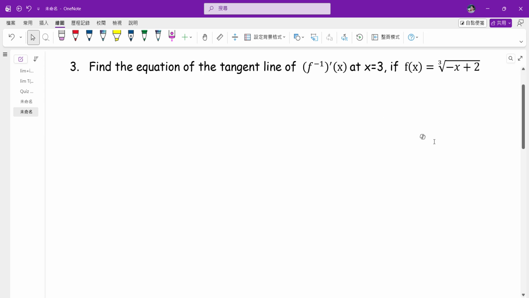Okay, we'll start from quiz question 3. First, we are looking for what? We are looking for the first derivative of the inverse function when x equals 3. We are looking for this. Okay.